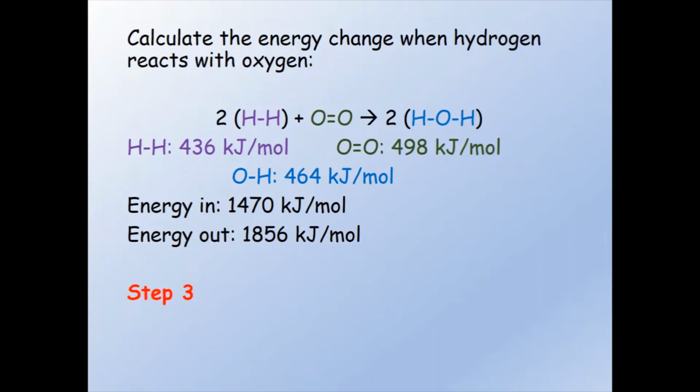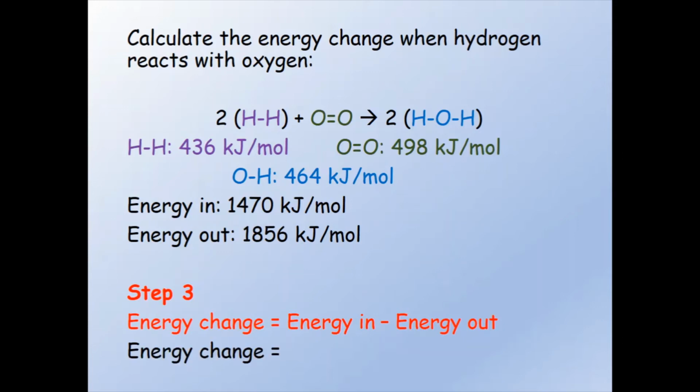Now step 3 is our final step, and here we have to calculate the energy change, and energy change is energy in minus energy out. Now we can just use those numbers that we calculated before and plug them in to this little equation here. So we get energy change equals 1470 minus 1856, and this gives us an energy change for this reaction of minus 386 kJ per mole.